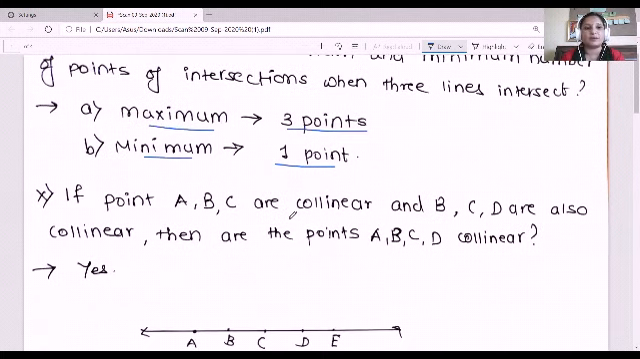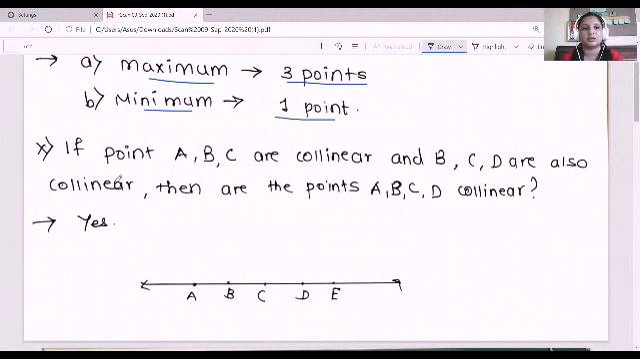Now, the same way, the last question is: if points A, B, C are collinear and B, C, D are also collinear, then are the points A, B, C, D collinear? Yes, obviously. Collinear means what? Lying on the same line. Those points are known as collinear.